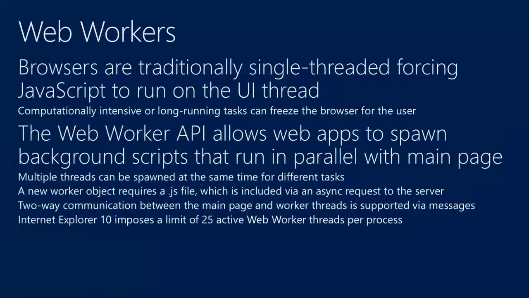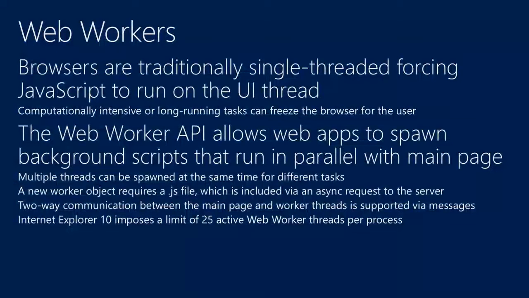And as you can see, IE10 lets you do 25 active web worker threads per process. So 25 threads. That's a whole lot better than the one you have right now. And so now we're doing threading. So now can you imagine that AJAX web service call on background threads and then slamming them right into IndexedDB or web storage? That's starting to get pretty cool.